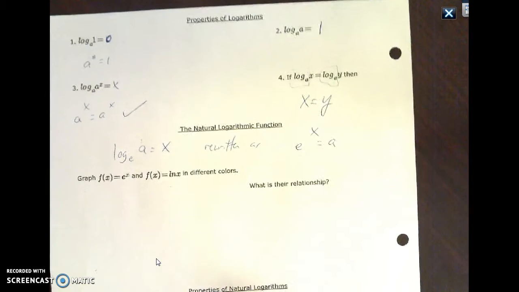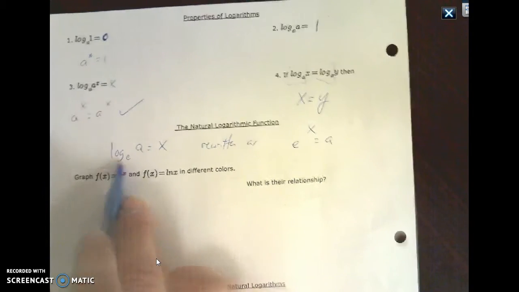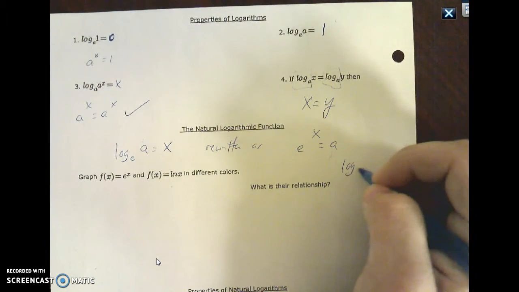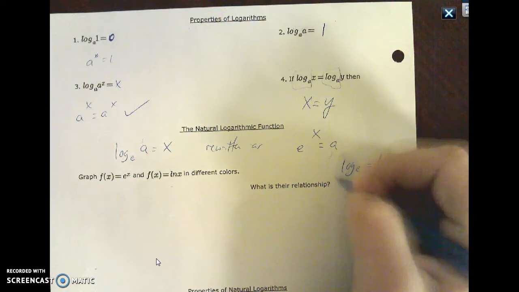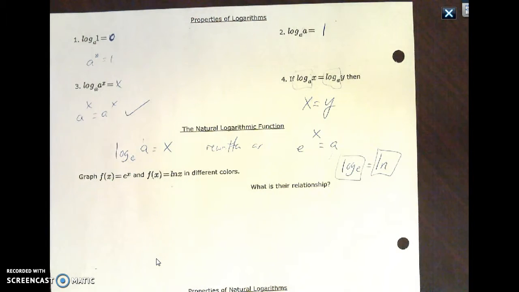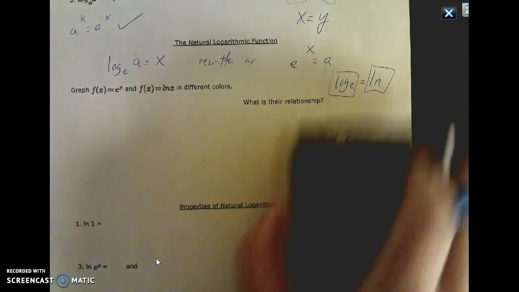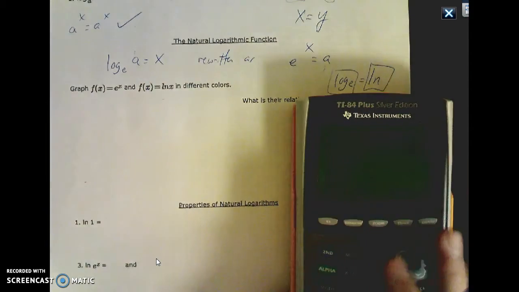Now, I got to give you guys a little heads up. Log base e is equal to natural log. Okay, so these are the exact same thing. Log base e and ln. That's why in the calculator you see ln. So if I go back to here.